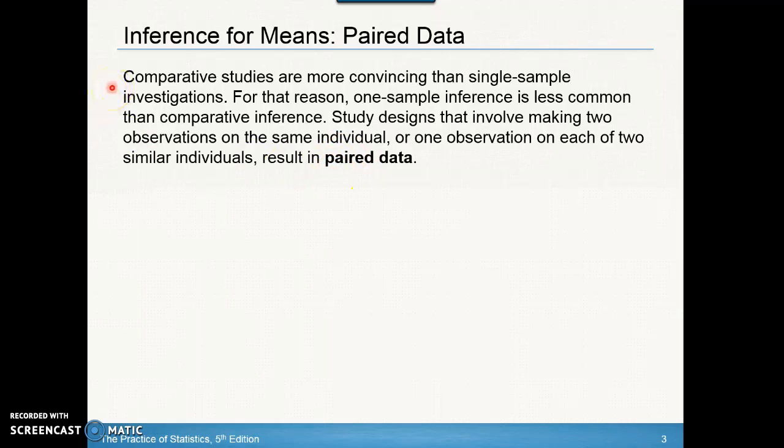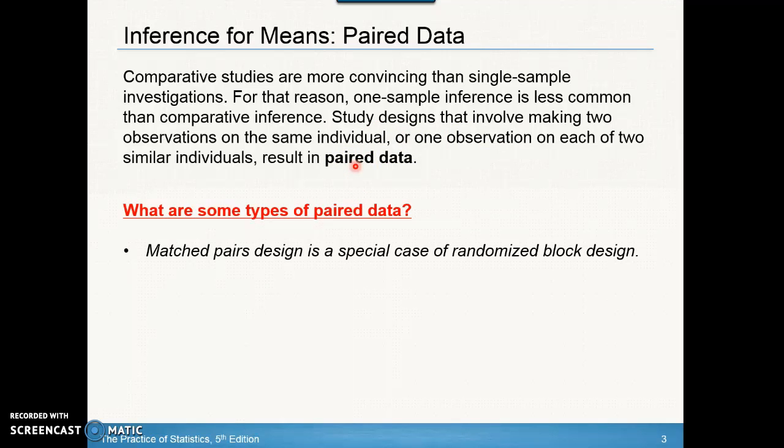Comparative studies are usually more convincing than single sample investigations. For that reason, one sample inference is less common than comparative inference. Study designs that involve making two observations on the same individual or one observation on similar individuals result in paired data. The first one I talked about was the before and after, two observations on the same individual. An observation on two similar individuals would be to take two males of the same height, same weight, same athletic ability, take their pulse rate, and one takes the pulse rate without the Coke, and then the other one takes it after drinking the Coke, and then we would take the difference in those pulse rates. So there's two different types of paired data.